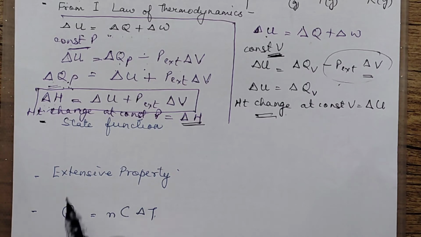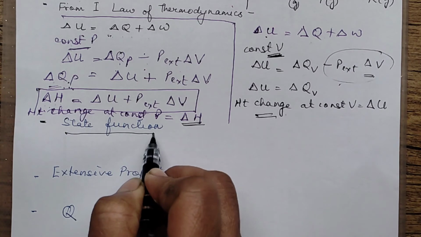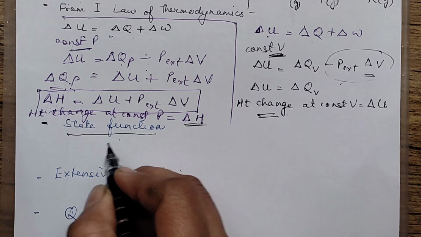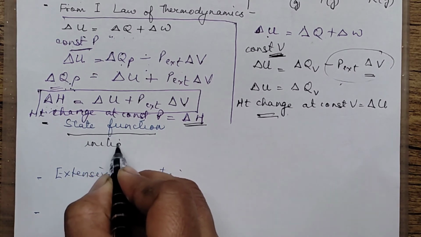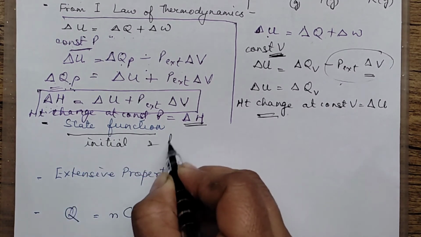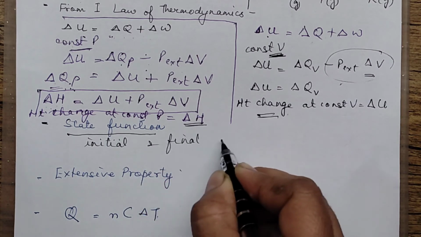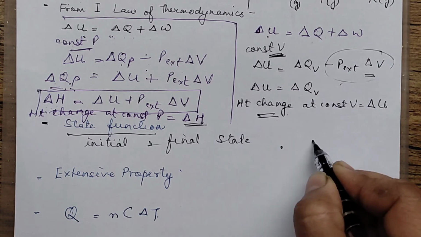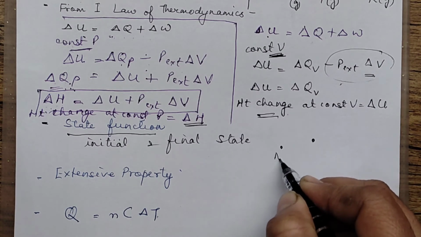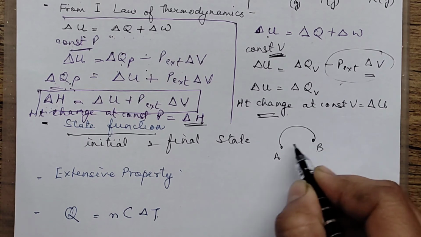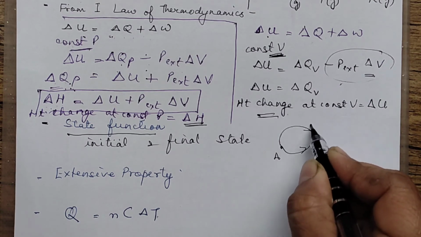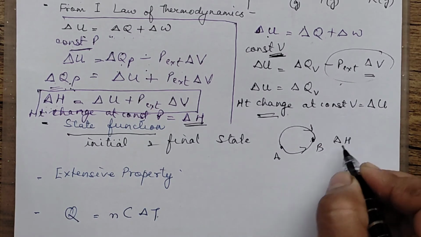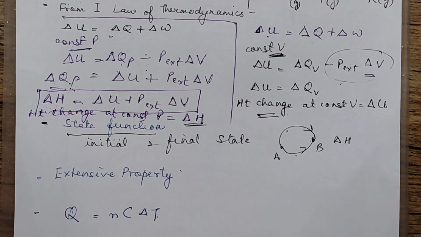Now, as we did with internal energy, enthalpy is also a state function. That means it is only dependent upon the initial and final states, not on the path followed, like we discussed earlier. Suppose we move from point A to point B by this path or by this path. The change in internal energy will be the same, and delta H will be the same. It is not dependent upon the path, whether by the first or the second.